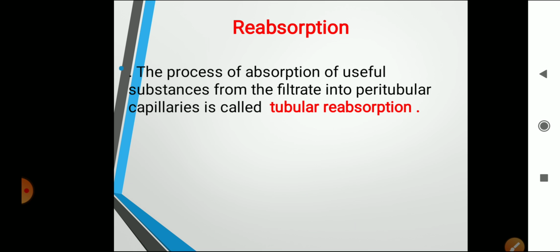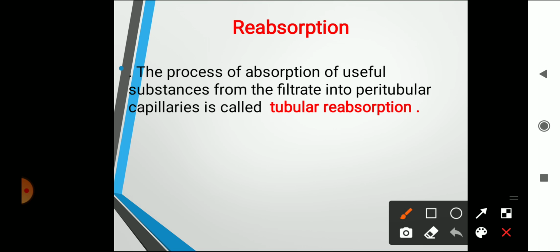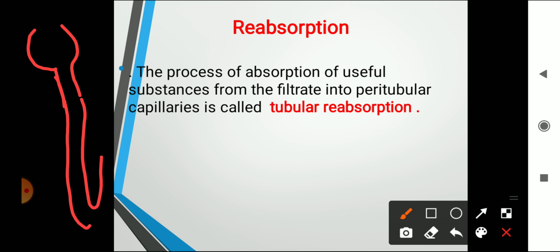So now, the process of absorption of useful substances from the filtrate into the peritubular capillaries is called tubular reabsorption. At this point, you should remember what the peritubular capillaries are. So, suppose this is the Bowman's capsule, right, and this is the U-shaped Henle's loop, right, and then this will be the PCT.